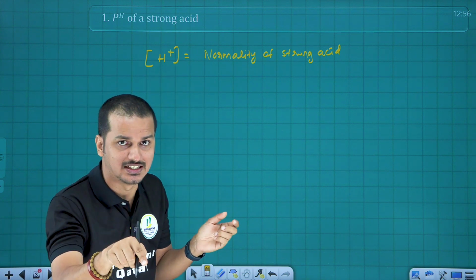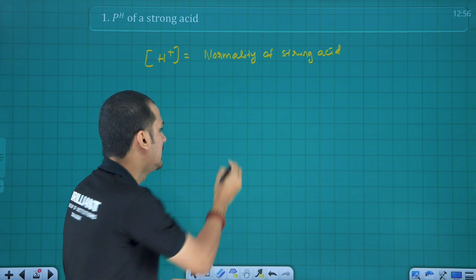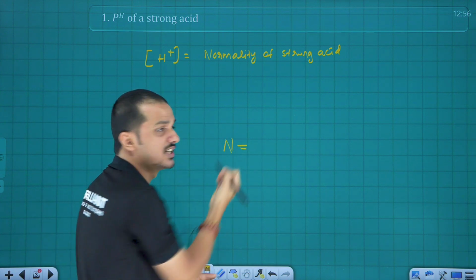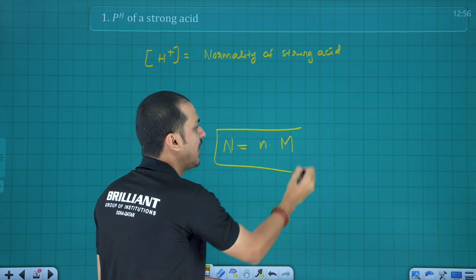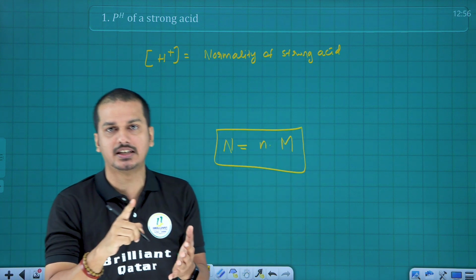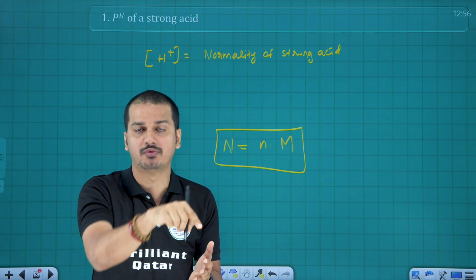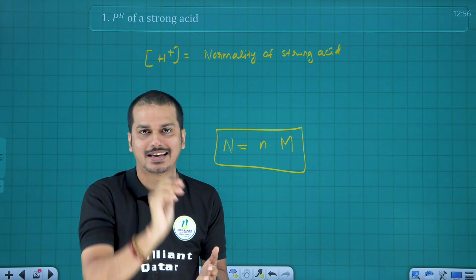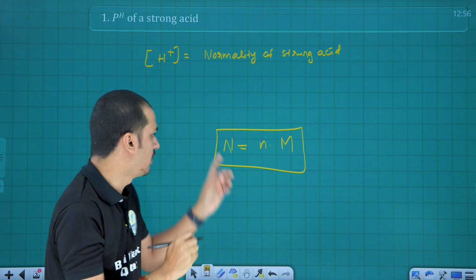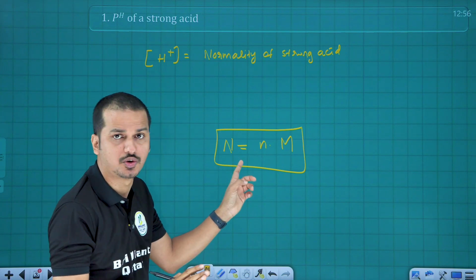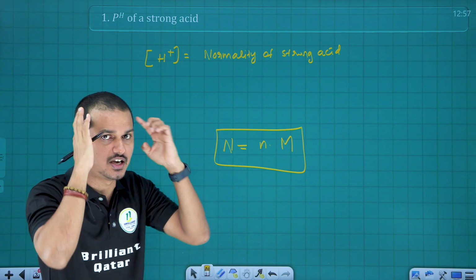Sometimes they won't give the normality. They will give the molarity. Then how do we find the normality? Normality is equal to n factor into molarity. We already did one video on normality and molarity on the YouTube channel. You can check it there. I will give the link in the description box. So normality equal to n factor into molarity. Keep that idea in mind.